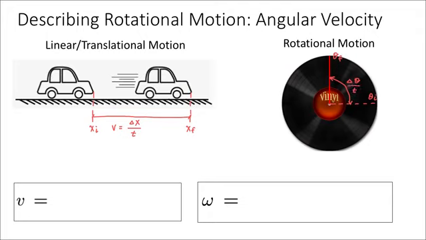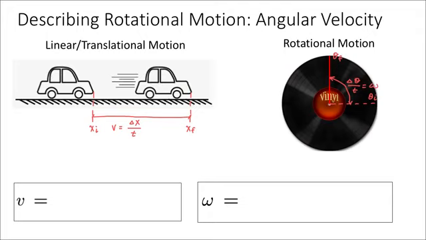And so if I were to say this vinyl record is rotating from theta initial here at 0 degrees to theta final at 90 degrees, and I knew how long it took the record to rotate through that angle, then I could say that the change in the angular position, or the angular displacement, divided by the time would be what we're going to call angular velocity, represented by the Greek letter omega.